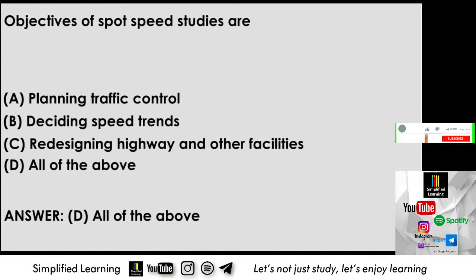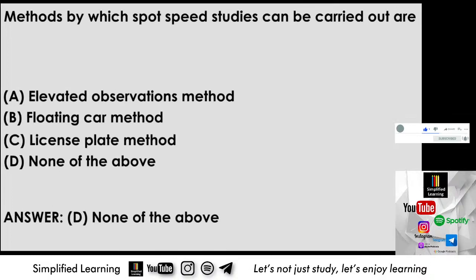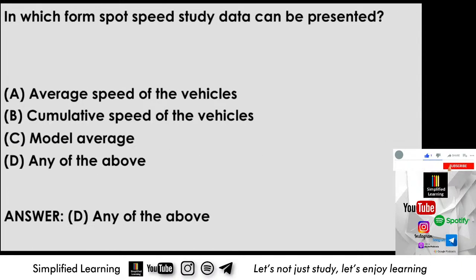Objective of spot studies are planning traffic control, deciding speed trends and redesigning highway and other facilities. Methods by which spot speed studies can be carried out are neither elevated observation method, nor floating car method, nor license plate method, none of the above. Then in which form spot speed study data can be presented? We can represent it in average speed of the vehicle, cumulative speed of the vehicle, model average. Okay, that way any of the above method can be used.